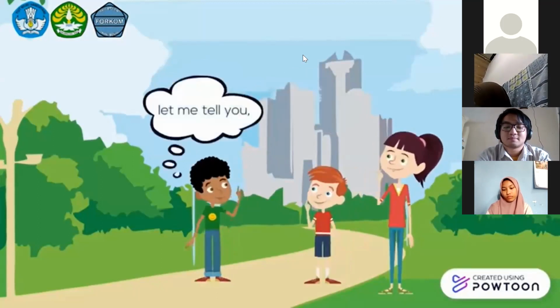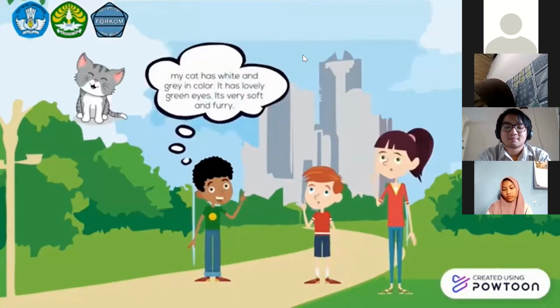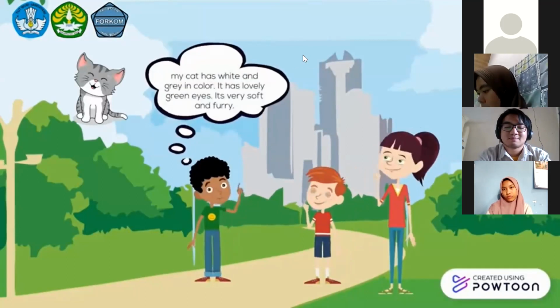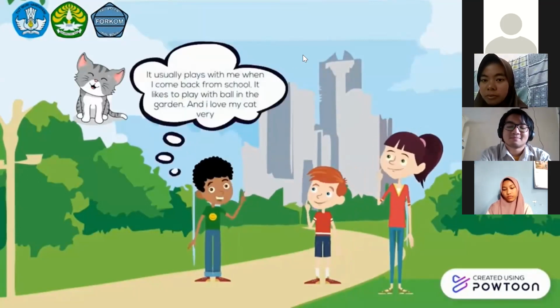Let me tell you, my cat has white and gray in color. It has lovely green eyes. It's very soft and furry. It usually plays with me when I come back from school. It likes to play with ball in the garden. I love my cat so much.